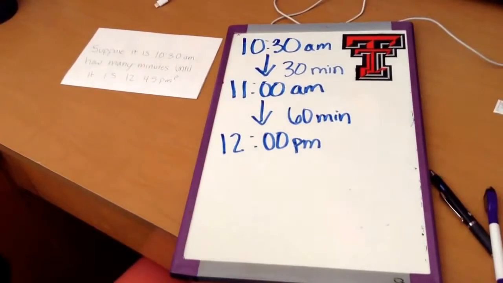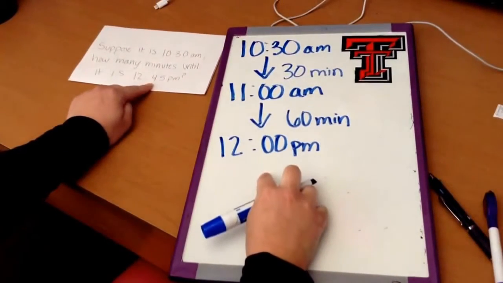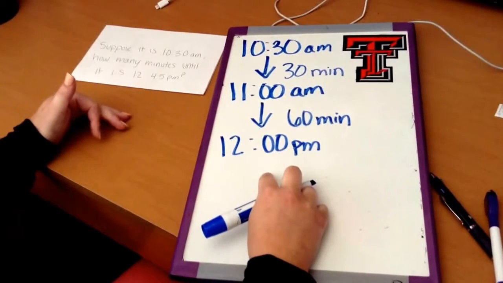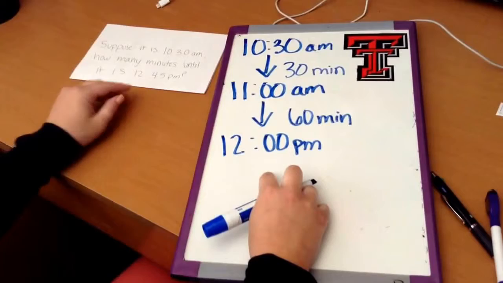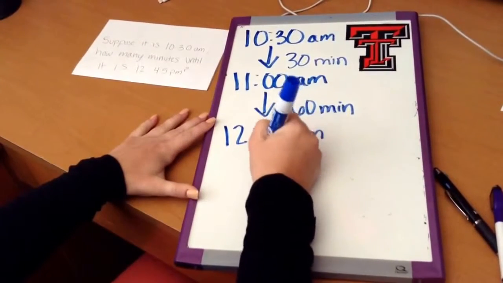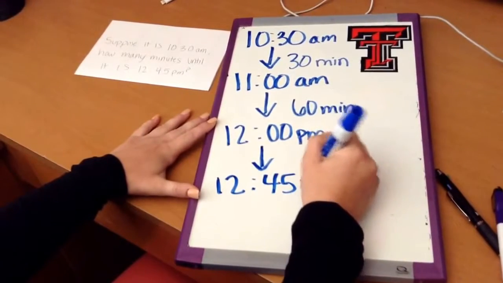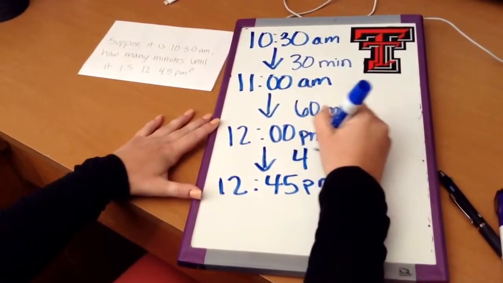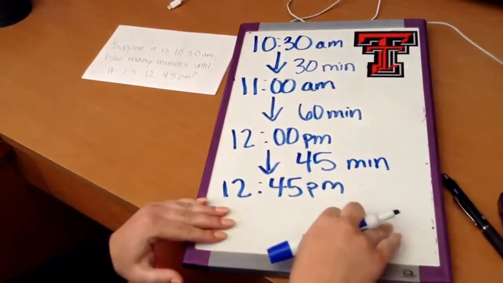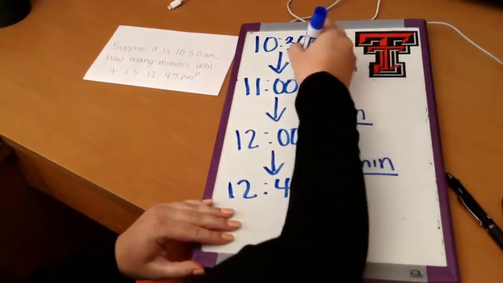And we look back at our problem, and we need to get to 12:45 p.m., and we're at 12 p.m. Well, we know we can't jump another hour because then we would be passing 12:45 p.m. But we know in order to get from 12 p.m. to 12:45 p.m., we just need to go up by 45 minutes. And so that's how much time has passed.